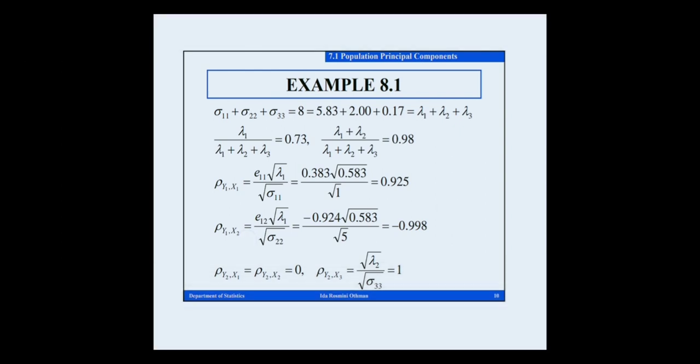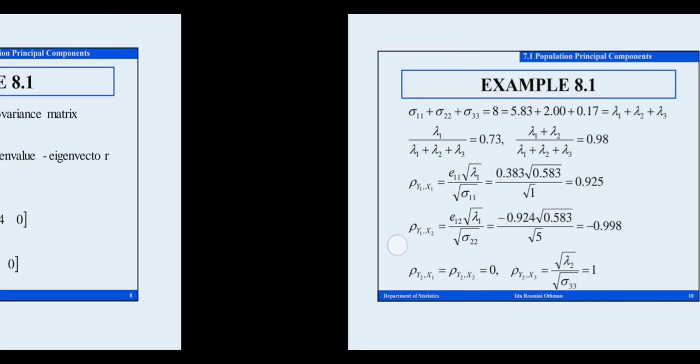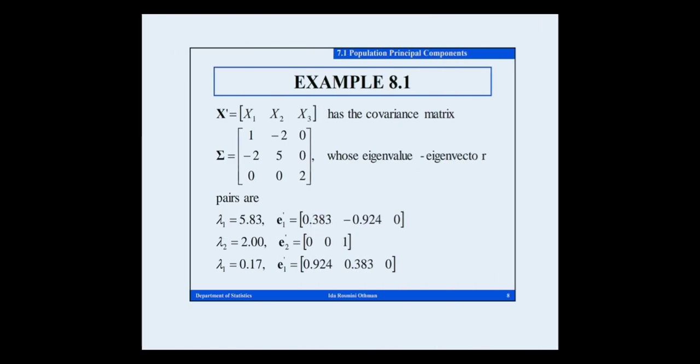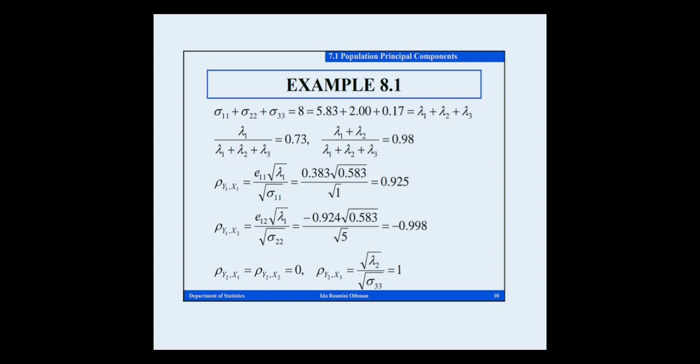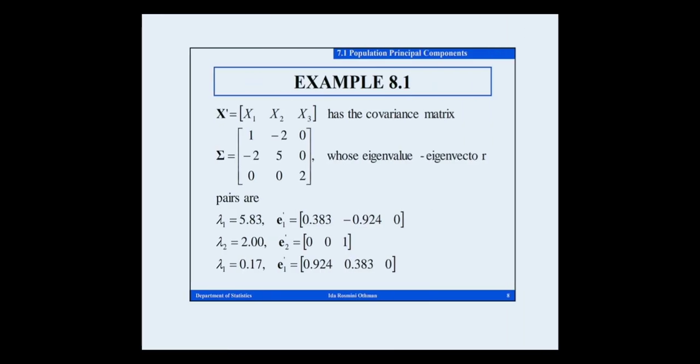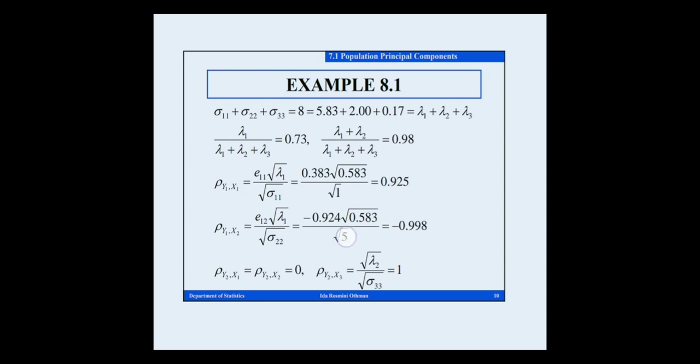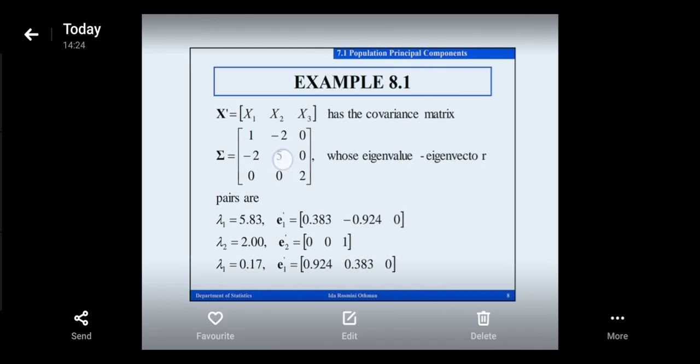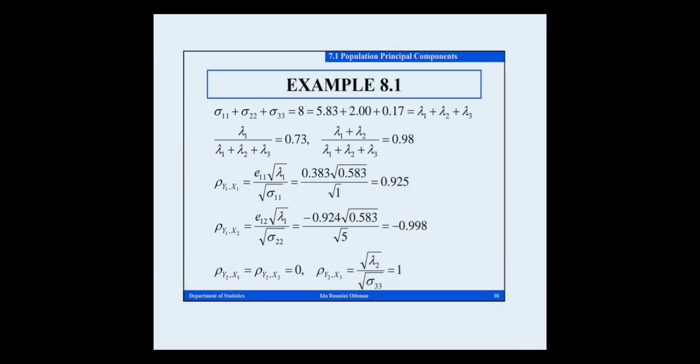So using the formula, so e11 kat sini 0.383 we get from here. e11 kat sini, e12 kat sini. Okay, di sini lambda 1 belong to first principal component. Kat sini square root of 1 sebab standard deviation untuk first variable. Kat sini square root of 5 because of the variance for the second variable. Okay, so lastly you akan dapat 0.925 for the first variable and negative 0.998 for the second variable.